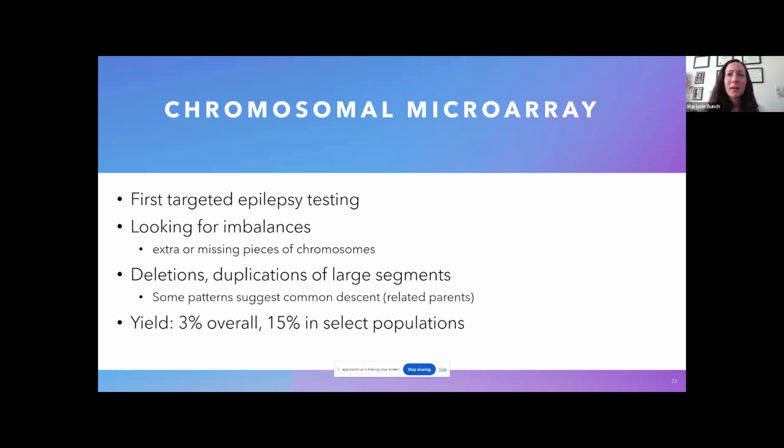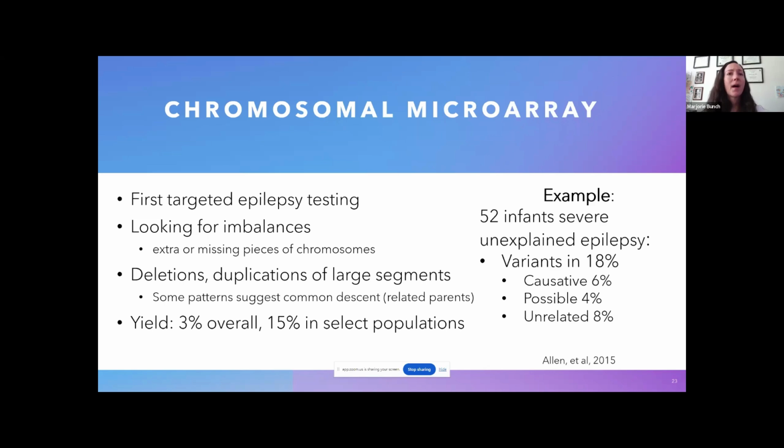Overall, the yield is actually not that high in this testing. Looking at all comers, 3% of people will have a positive test. But if you look in that select population, those high-risk people, early life seizures, developmental encephalopathies, autism, intellectual disability, it might be as high as 15%.